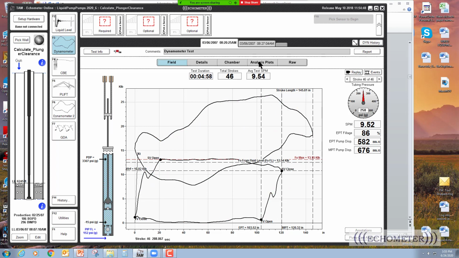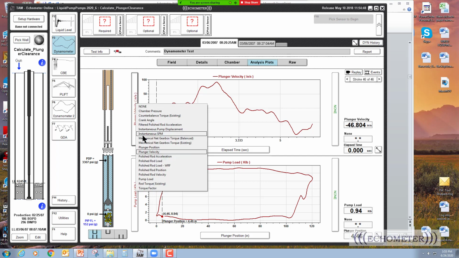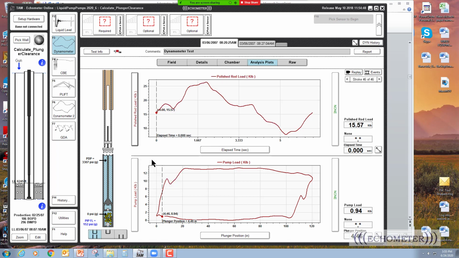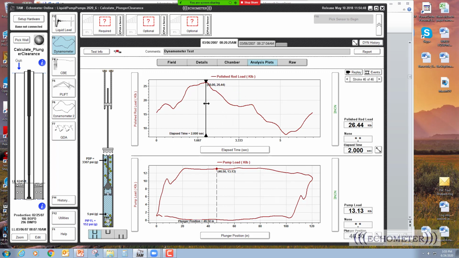And so if we go to the analysis plots and look at this in terms of time, let's look not at plunger velocity here, but at polish rod load. We see a peak there and another peak there. That's probably about the frequency of the rod string. And that time, from here to here, is 3.9 seconds minus about 2 seconds. That's almost about 2 seconds.